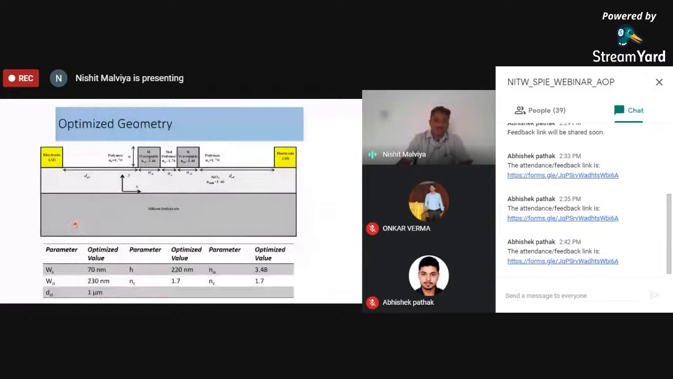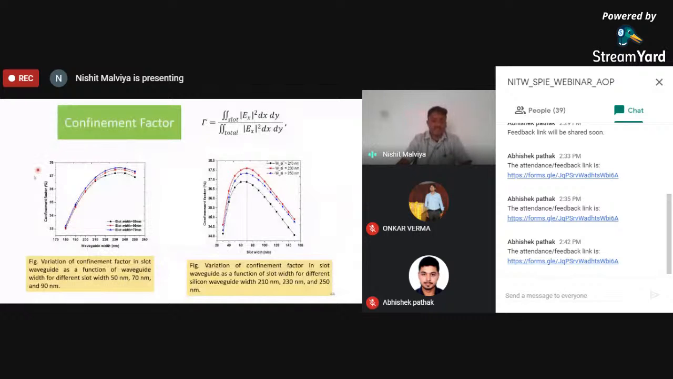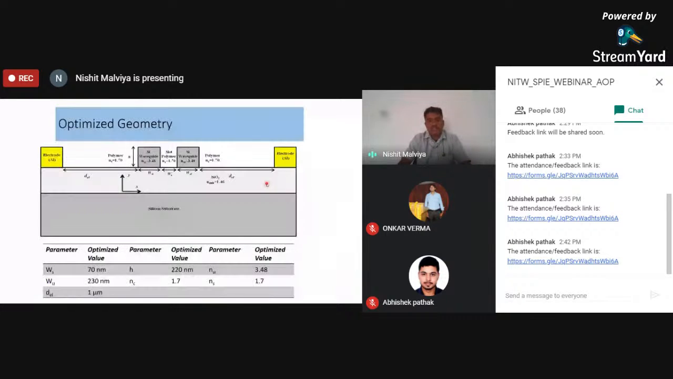On the basis of the confinement factor, when we increase the silicon waveguide width, we find the confinement factor is higher at a certain point, and we choose that point. In a similar manner, we change the slot width and find the confinement factor, and at the point where it is best we have optimized our slot waveguide structure. Once we have optimized our structure, I will utilize it for the modulator.